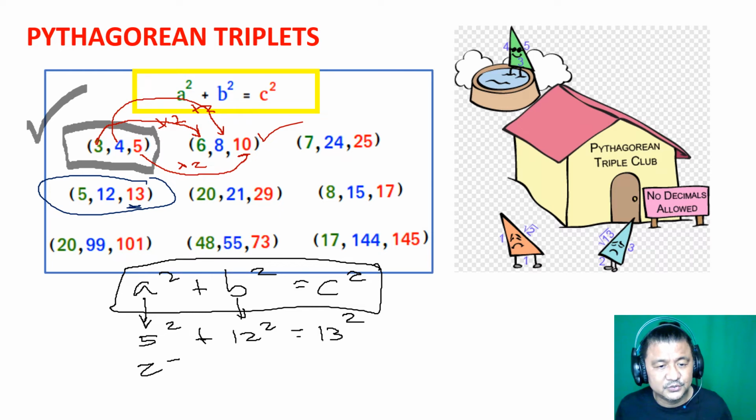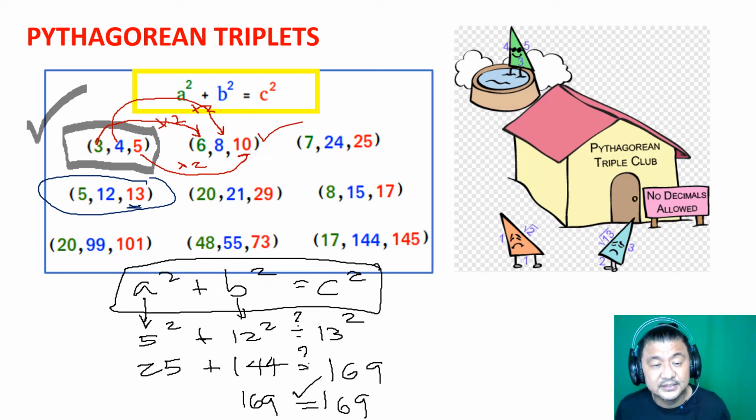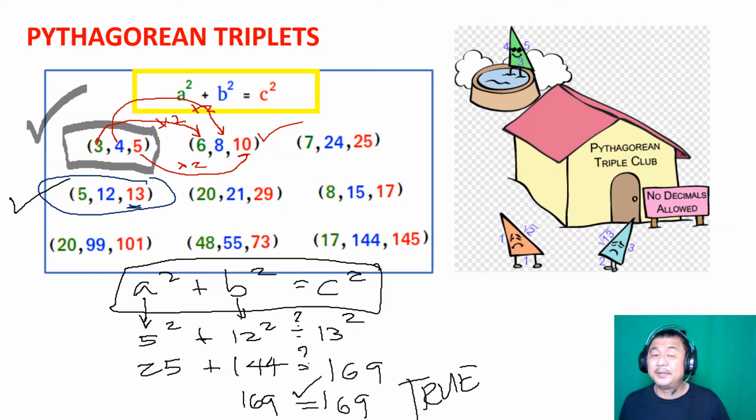5 times 5 is 25. 12 times 12 is 144. And then add them. 13 times 13 is 169. You want to check if the left side is equal to the right side. The left side is 169. The right side is 169. Yes, we are sure that this one is also a Pythagorean triplet. Okay, so this is true. You might want to check the others, but do it on your own time.